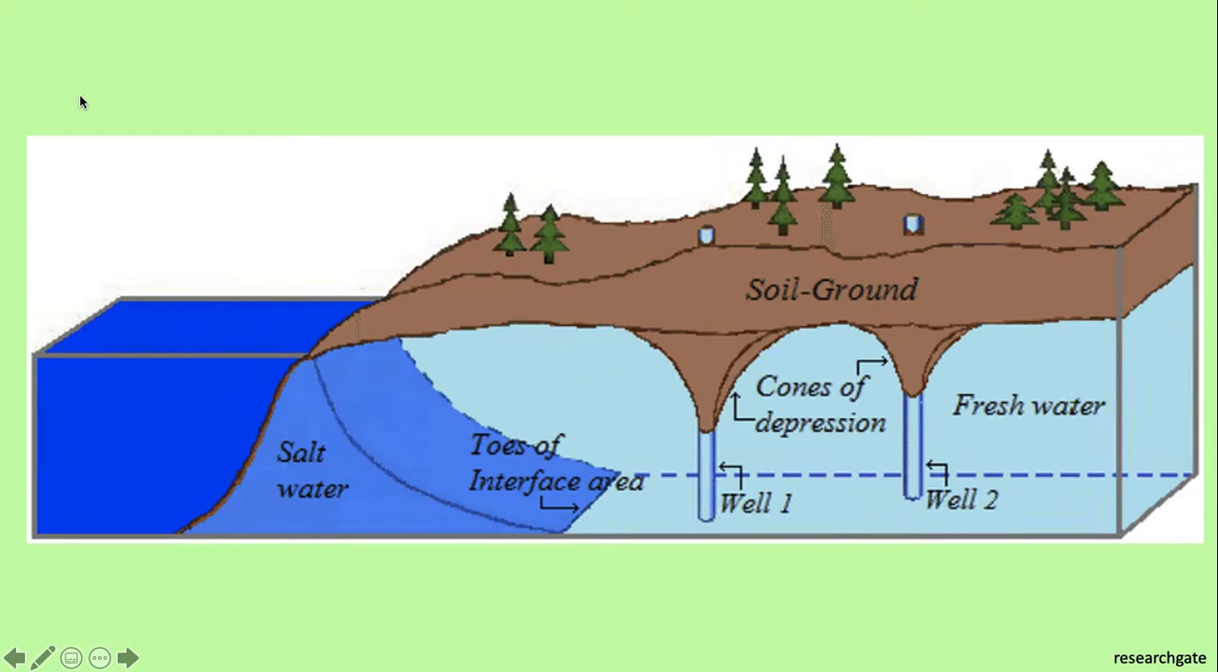Here's another diagram that shows 2 wells pumping, creating 2 different cones of depression. And then you have the salt water kind of creeping towards those wells. So well number 1 would be more in danger of saltwater intrusion than well number 2.